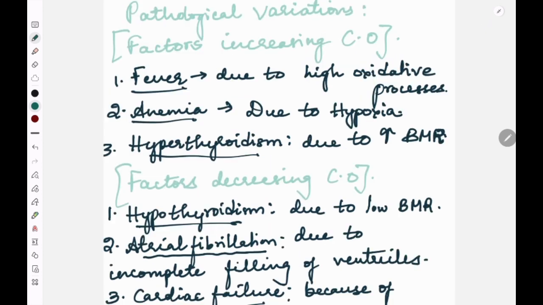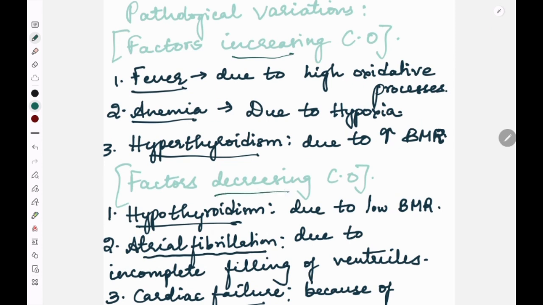Now what are the pathological variations? That means which are harmful to the body. This cannot be altered by the compensatory mechanisms. That's why we call them pathological variations. In pathological variations, we have two types of factors: factors increasing cardiac output and factors decreasing cardiac output.